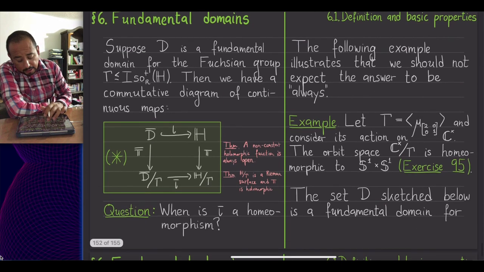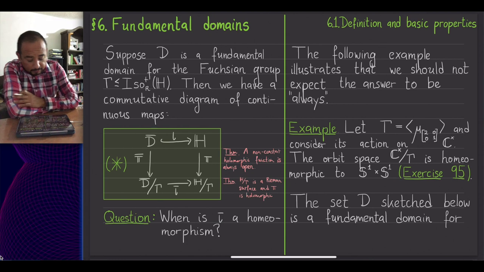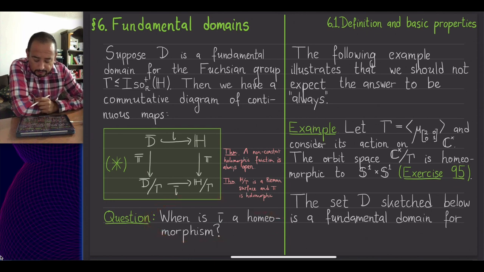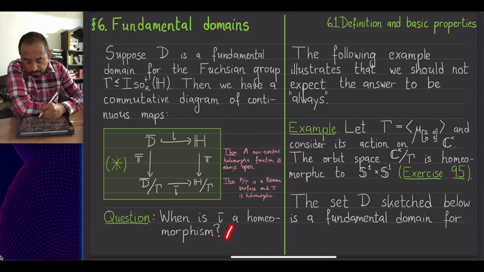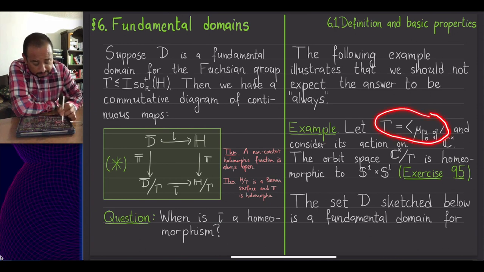Okay, now before going into conditions that guarantee that iota bar is a homeomorphism, let us give some example, maybe to form some intuition about the possible answer. Of course, we would like the answer to be always yes. It's not going to be always, and this example is intended to illustrate this. Even though I'm taking a group which is Fuchsian, I'm considering its action not on the hyperbolic plane, but on a bigger set, which is the non-zero complex numbers.